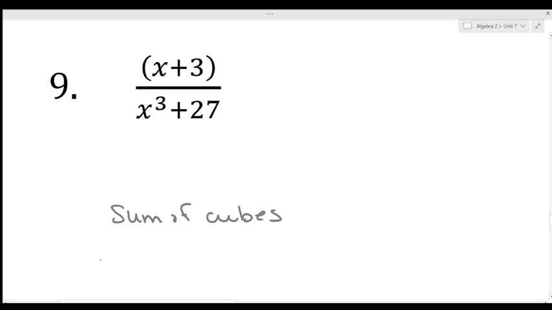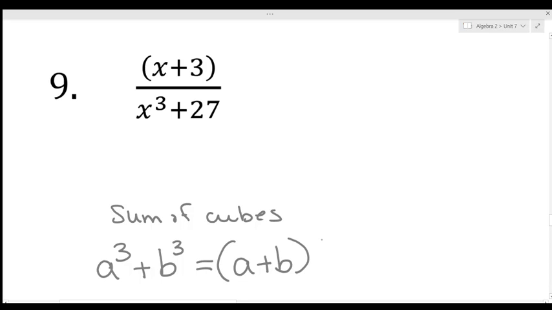So remember, if we have a perfect cube plus another perfect cube, we set this equal to a plus b times a squared minus ab plus b squared. Or remember our SOAP: same sign, opposite sign, always positive. Okay, and then you just have to remember the a, the b, the a squared, the ab, and the b squared.